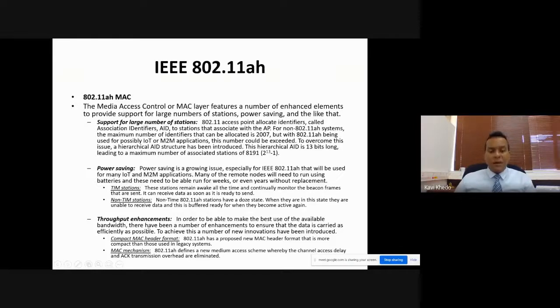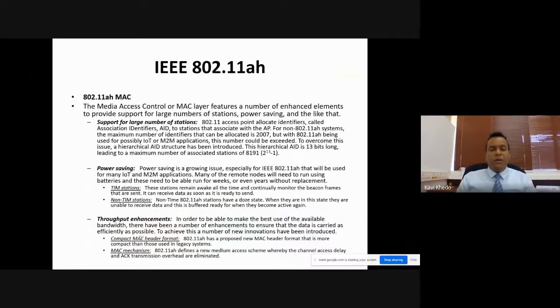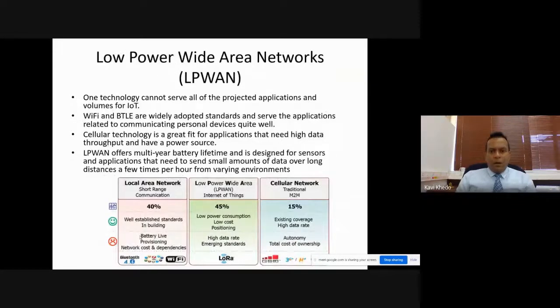Throughput, in terms of data rate, mainly. In order to make the best use of available bandwidth, a number of enhancements are carried out so as to transmit the data in an efficient manner. For example, it has proposed a new MAC header that is more compact, so the amount of information that you're transmitting is lesser, so you can transmit more of your data. So all these are advantages of using the ah, the IEEE 802.11ah.